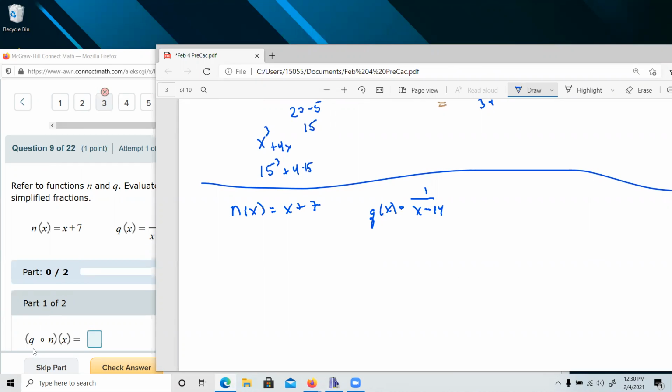And what do they want? They want q of n. So what does q say to do? This is q of n. We have q, which is 1 over, take the reciprocal of some number that we're going to subtract 14 from. What number would you like to subtract 14 from? Well, I'd like to subtract it from x plus 7. Great. x plus 7 minus 14 is x minus 7.